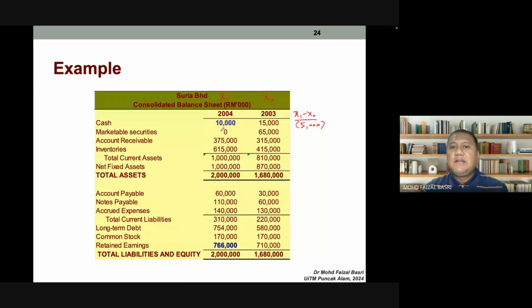Okay, so that's the first part lah. Then move on lah dengan line yang lain. So for example, marketable securities, 0 minus 65,000, you're going to get negative 65,000. And don't forget to add action kat sini.